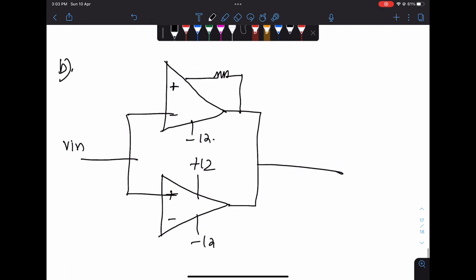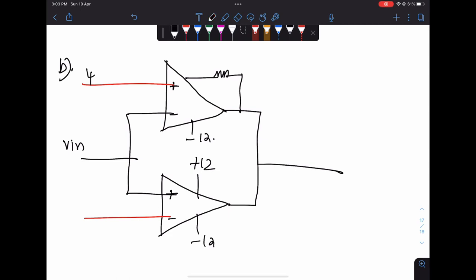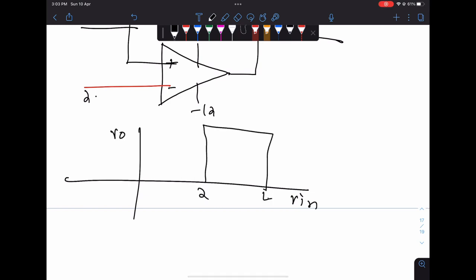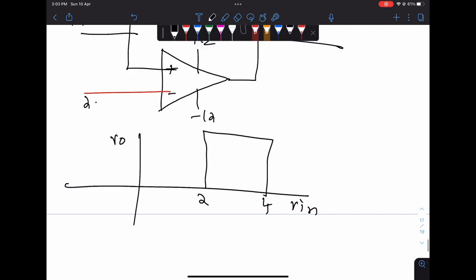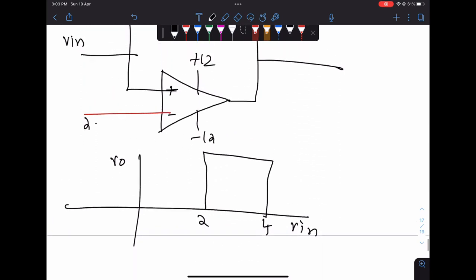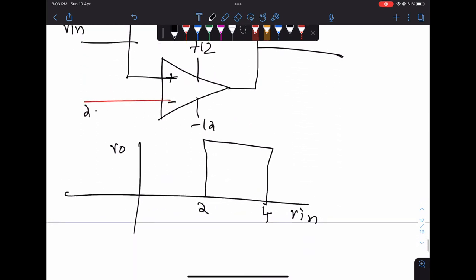So this is the B part. It's just the window detector circuit, everyone knows that. Just two op amps, with 2 volt and 4 volt and Vin. So the VTC will look like this. Between 2 and 4 volt, the op amp will give positive saturation. At other times it gives negative saturation. That's the idea, to create a window detector from 2 to 4.